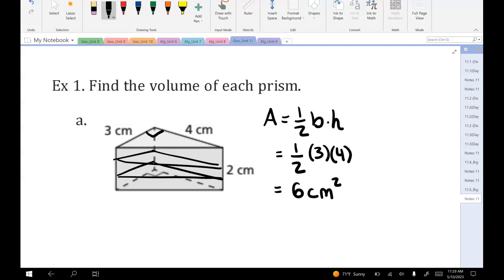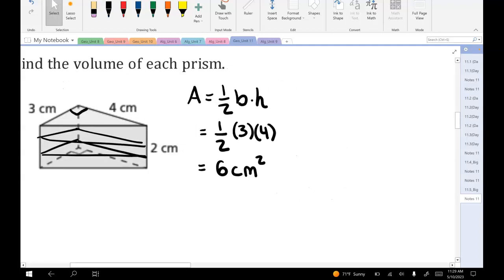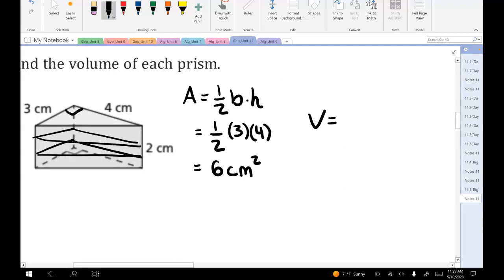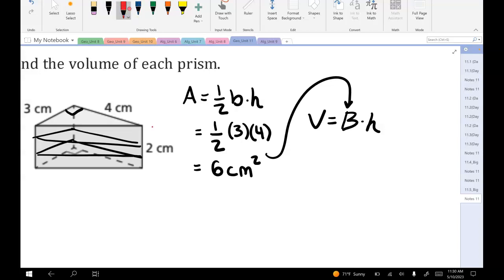And then we plug that in for our B value. So to find the volume of our full thing, volume is equal to the base times the height. 6 centimeters squared is going in for our base. And we know that our H value is 2. That's how high we're stacking it. So this is equal to 6 centimeters squared times 2 centimeters, and that's equal to 12 centimeters cubed.